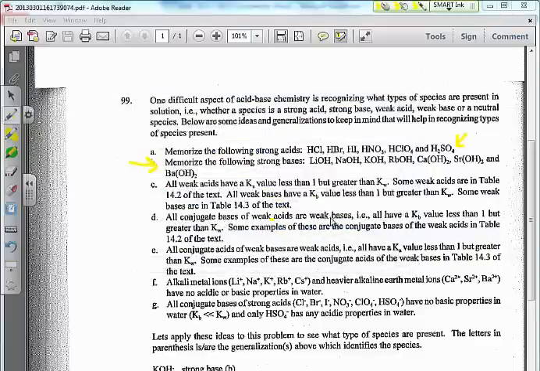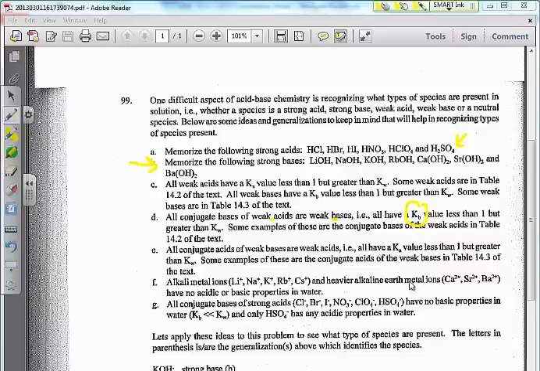Conjugate bases of weak acids are weak bases. For example, I'll have a Kb value of less than 1 but greater than Kw. And this is going to show you some examples in 14.2. All the conjugate acids of weak bases are weak acids. So they have a Ka value of less than 1. The example you guys can read, but this is just summarizing it.